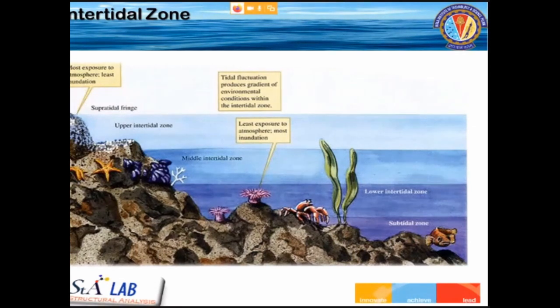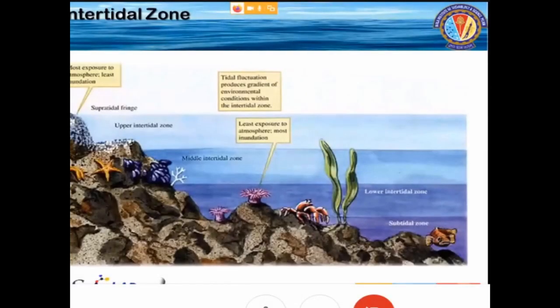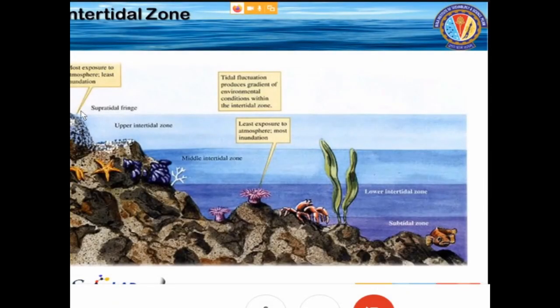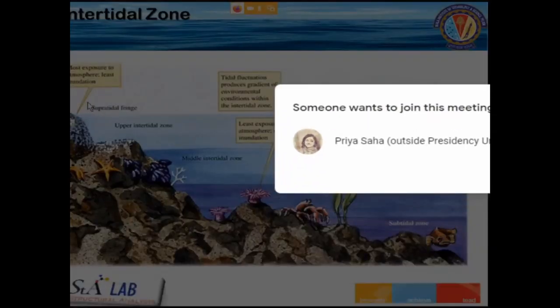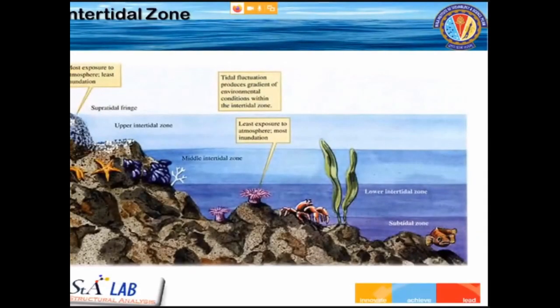People across the world have been able to divide the intertidal zone into separate categories as well. Some divide it into three parts: the lower intertidal zone, the middle intertidal zone, and the upper intertidal zone. While some people also consider the supratidal fringe, or the splash zone or the surf zone, as one of the components of the intertidal zone as well. In the intertidal zone there are also different sorts of tidal fluctuations, and this leads to different cycles of exposure and inundation.